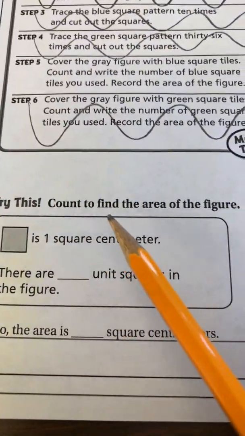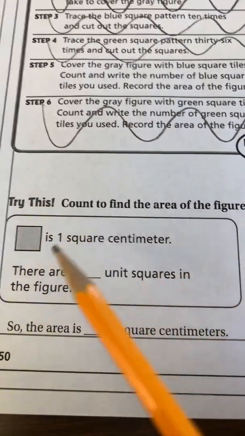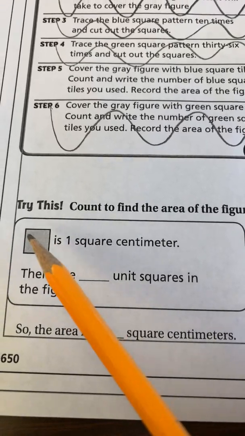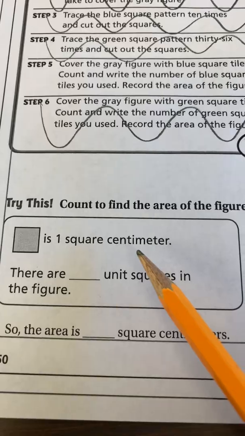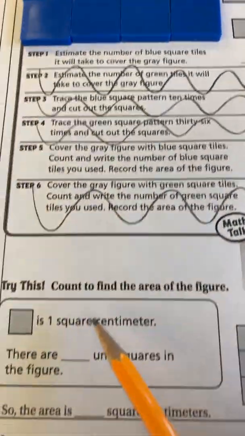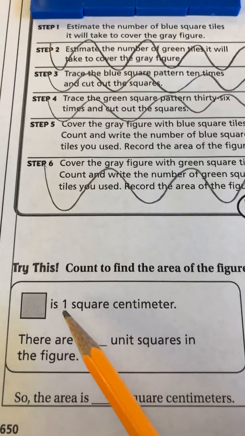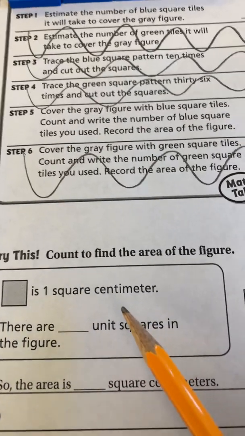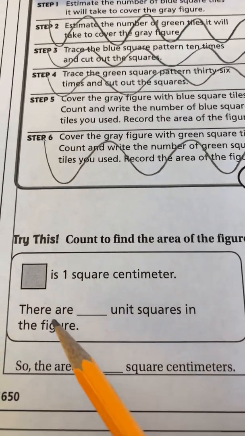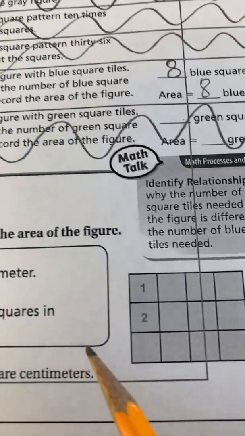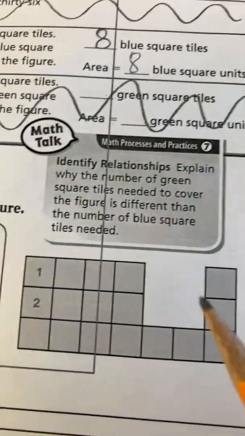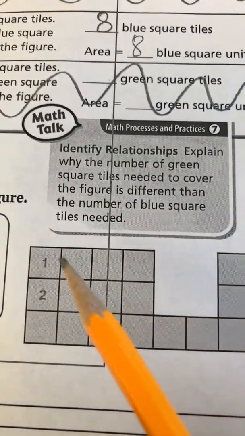This time we're going to count to find the area of the figure where each gray square is equal to 1 square centimeter. So up here, our squares were inches, but now our squares are going to be 1 square centimeter. So they're a little bit smaller. There are blank unit squares in the figure. Well, let's come over here and find out how many unit squares we have in this figure.